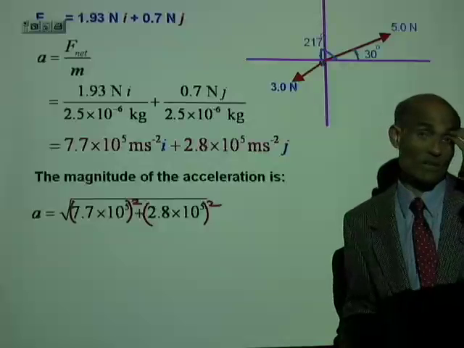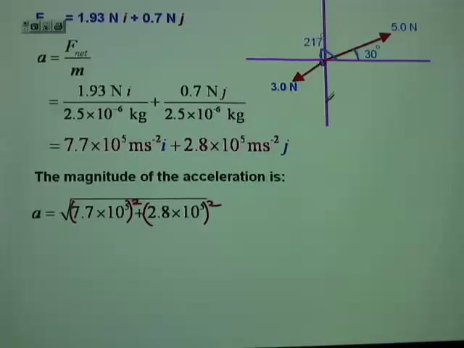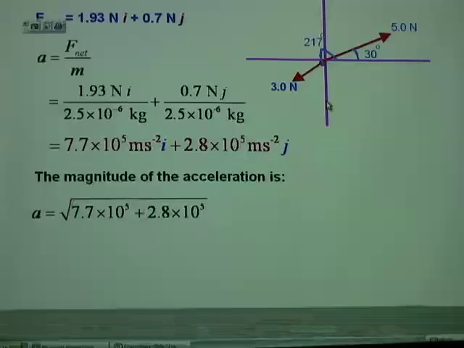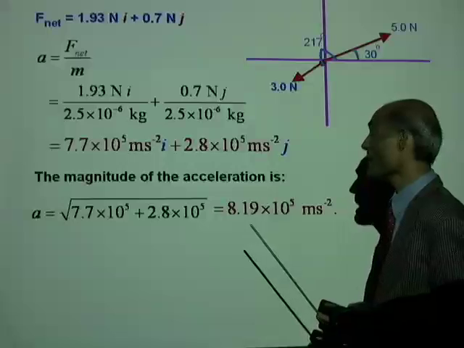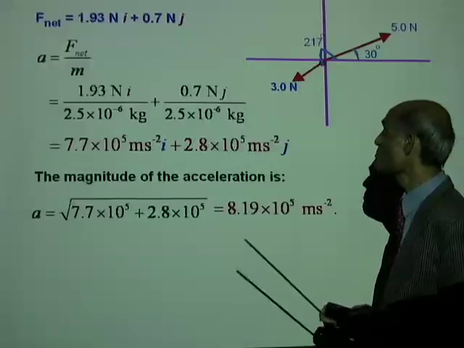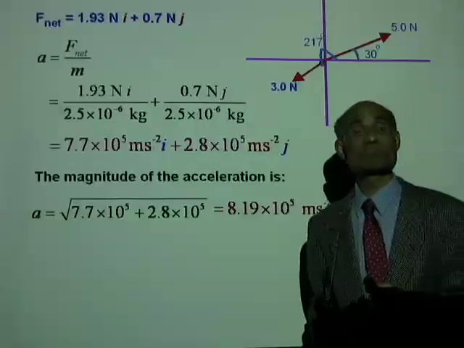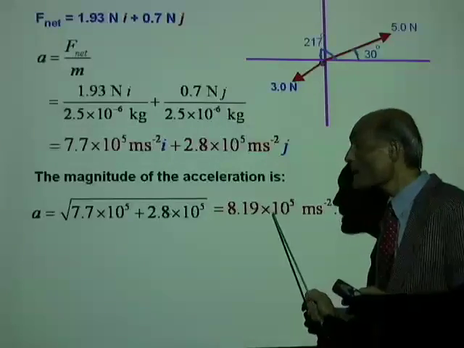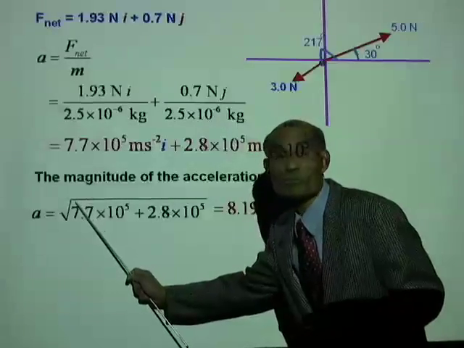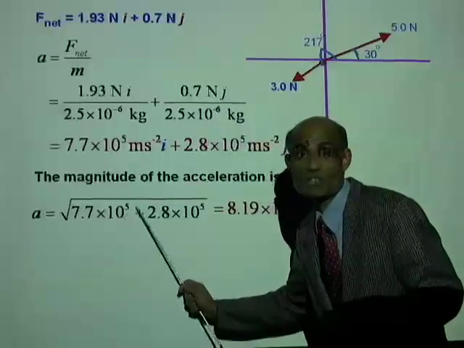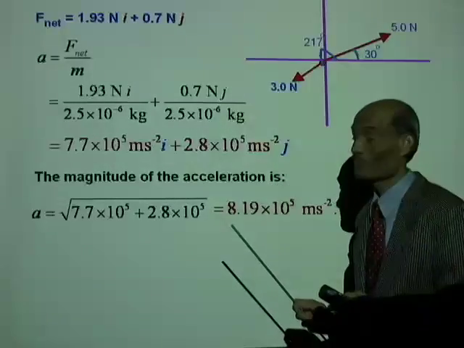Alright, can you calculate that on your calculator? I'm going to leave it for you to calculate. Well, I have got a value here and that is 8.19 times 10 to the 5 meter per second squared. That is the magnitude of the acceleration. Please check if I got that right. Make sure that you square each quantity before adding and then take the square root.